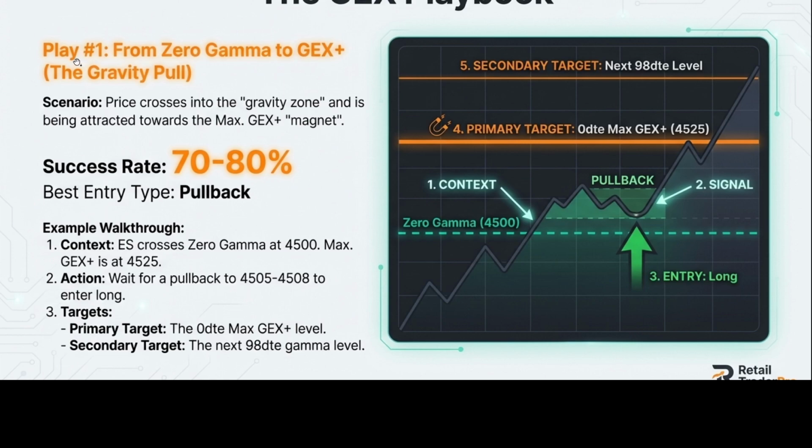Let's go and speak about play one, when price goes from zero gamma to max GEX positive gamma. This is the gravity pull. This scenario is when price crosses into the gravity zone. This is the gravity zone, all this zone, and it is being attracted toward the max GEX positive level that I have named a magnet. Why is this a magnet?